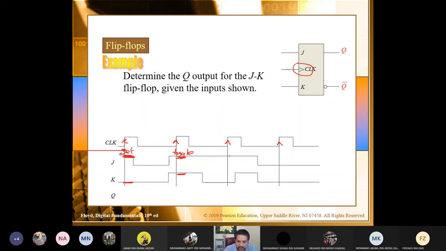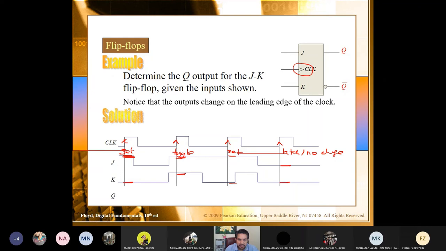So if this is high and this is low, what will happen? High. Okay, it will be high, it is in the set condition. So for the last bit here, this is low and then this is low. What is the condition? Latch, or no change. Yeah, no change.